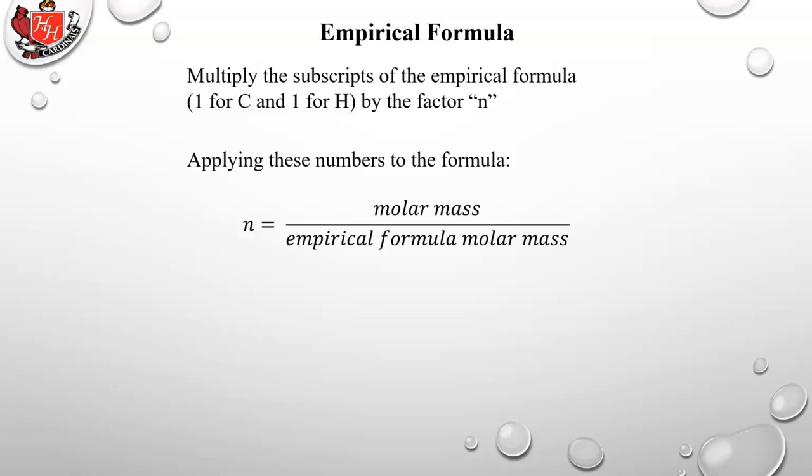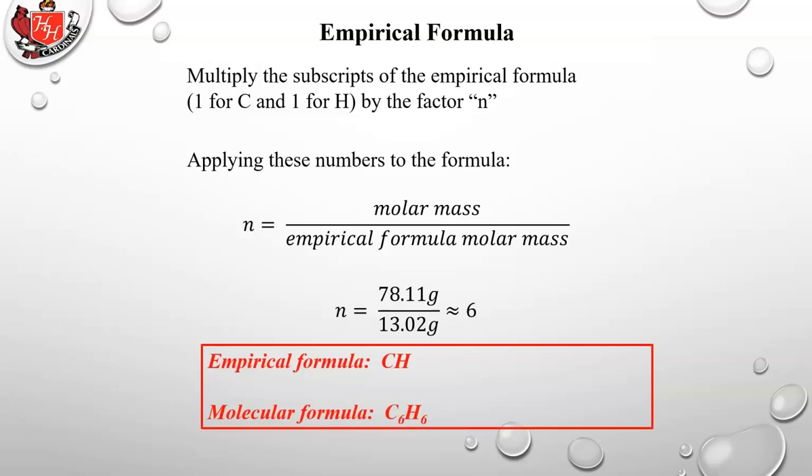Okay, now what you do is create a ratio of those two: 78.11, the actual molar mass, over 13.02, the empirical molar mass, and you get a scaling factor, which we just designate as N, of 6. So if the empirical formula is CH, we multiply those subscripts, so it's C1H1 is really what CH means, by 6, and you end up with C6H6. So there's no such molecule as CH. But there is a molecule C6H6, and that's the molecular formula.